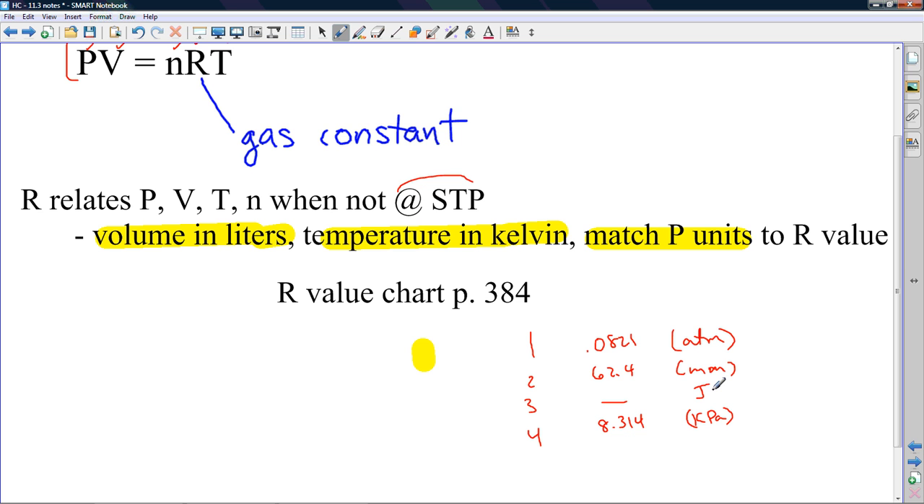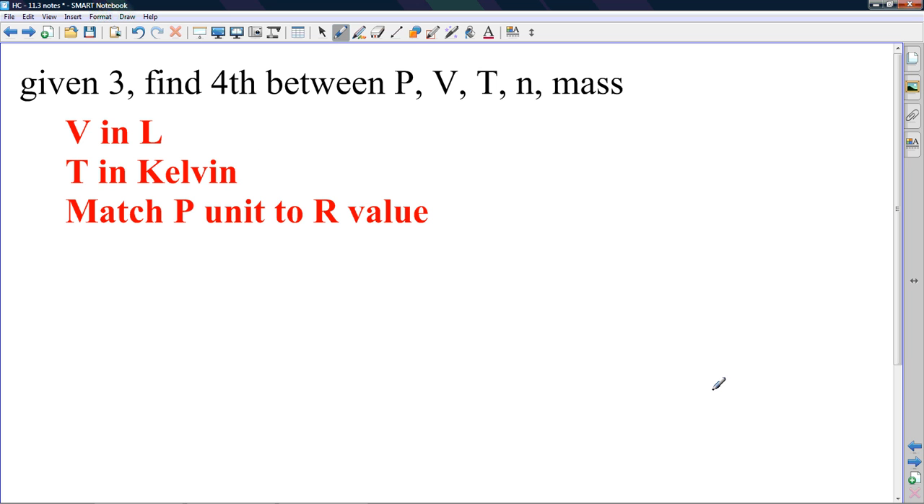And again, these are constants. You're going to be given these numbers. So how are these problems going to be set up? They're simply going to be set up just like we did with some of the calculations in section 2. You're going to be given pressure, volume, temperature, moles, mass, some combination. You're going to be given 3, and you're going to be asked to solve for the 4th one. Remember, volume's got to be in liters, temperature's got to be in Kelvin, and which R value you pick is purely dependent upon the pressure unit in the question.